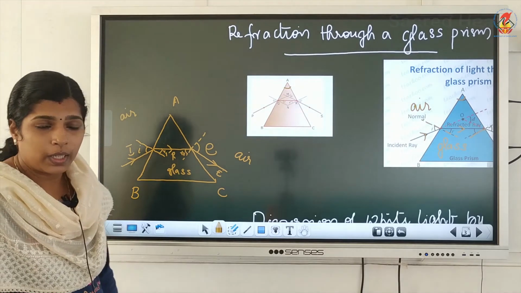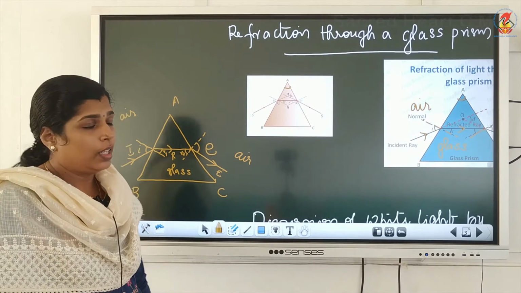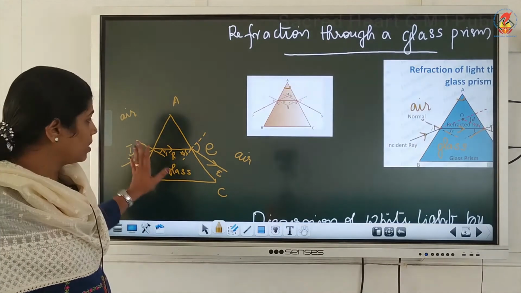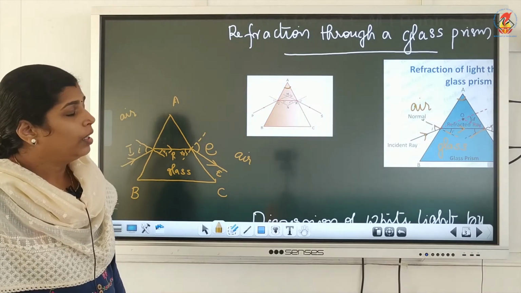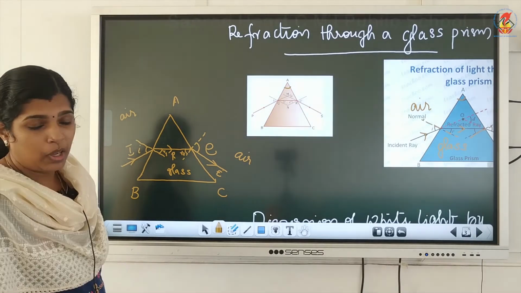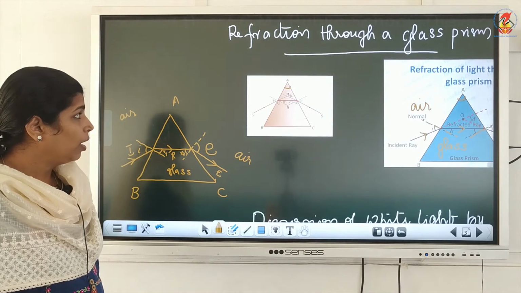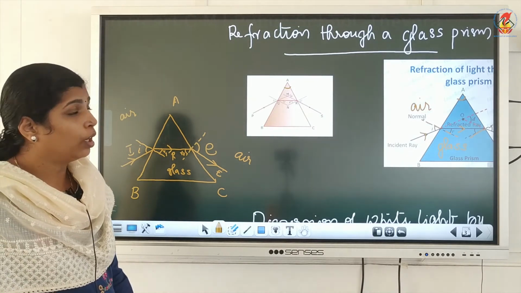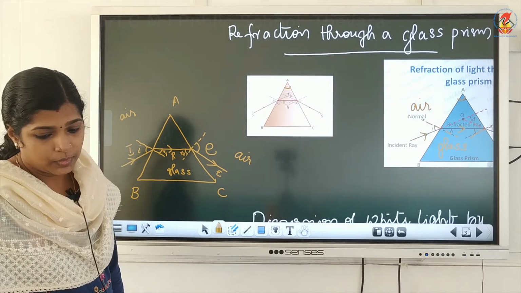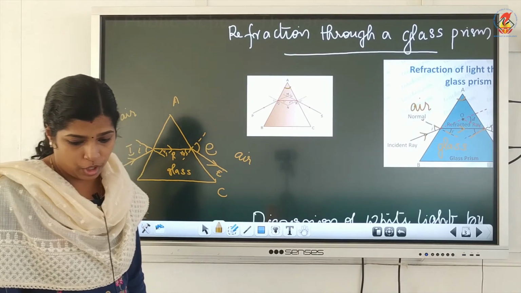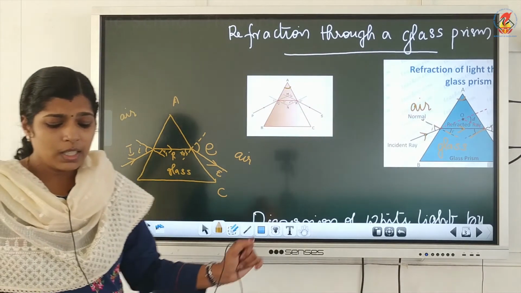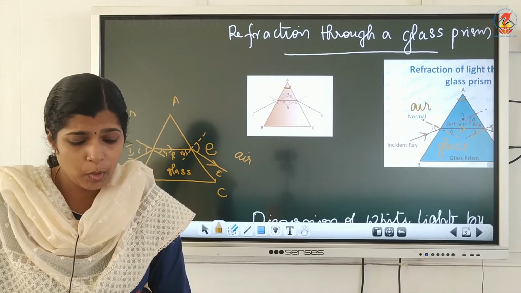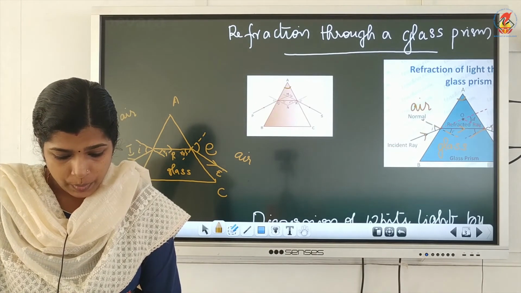The angle between the refracted ray and the normal is the angle of refraction. It is represented by the letter R. The angle between the emergent ray and the normal is the angle of emergence. Just underline this in your textbook, page number 192.